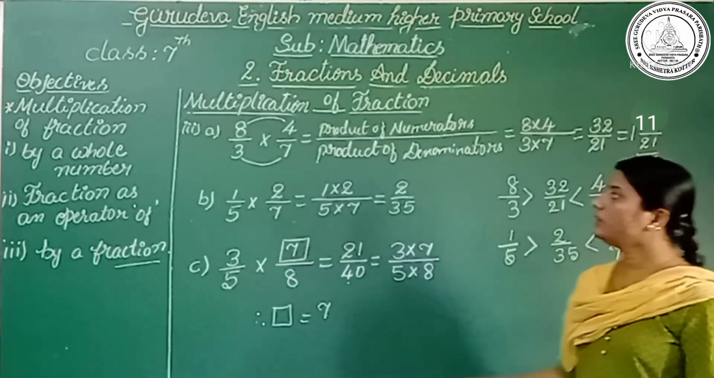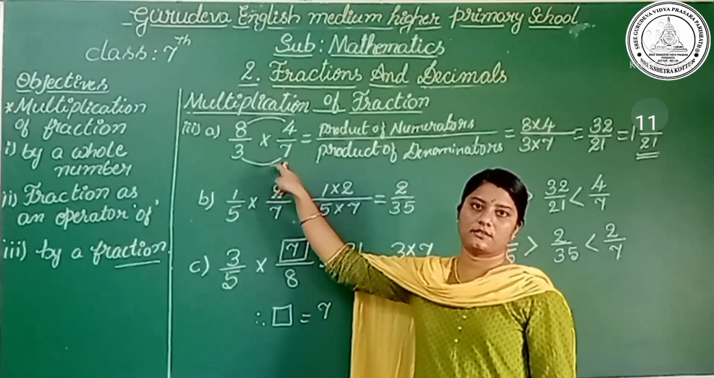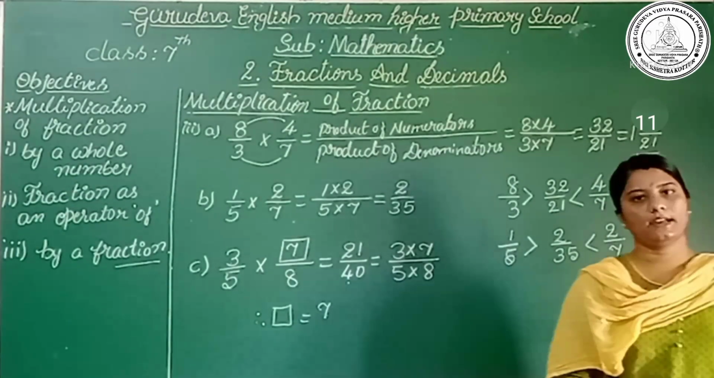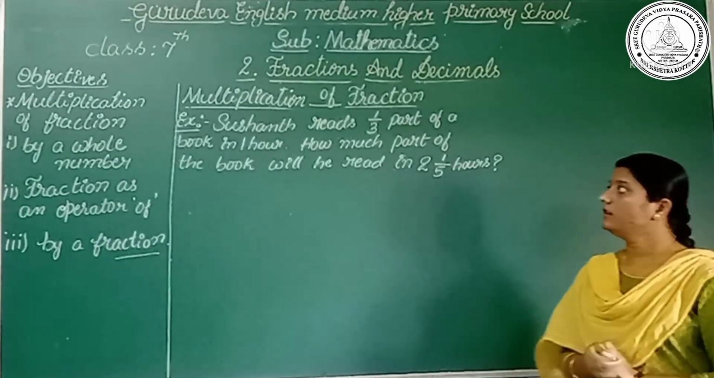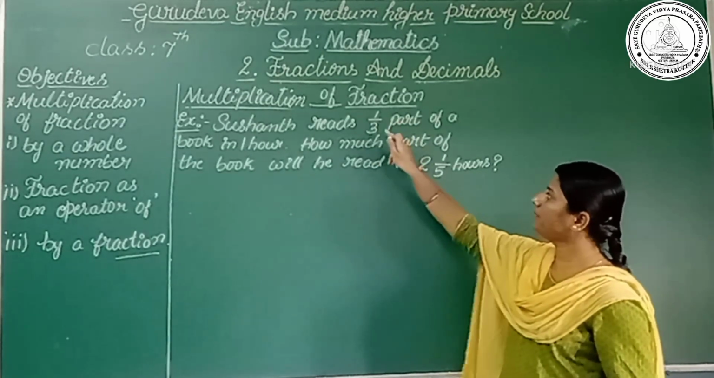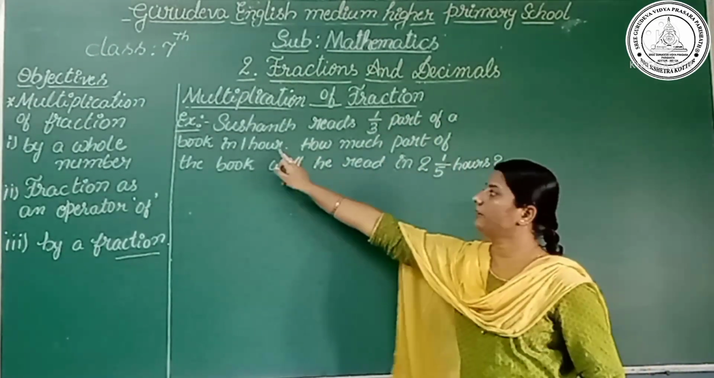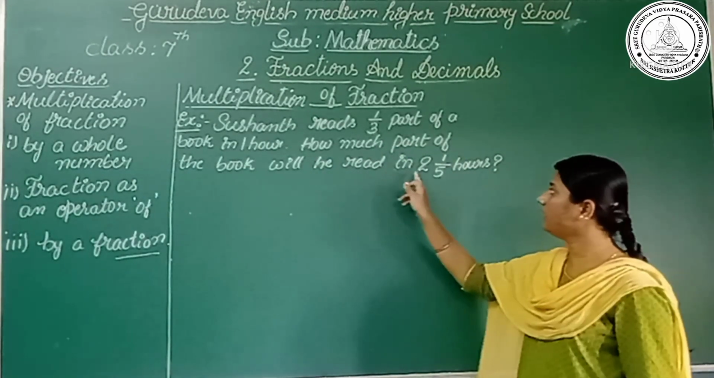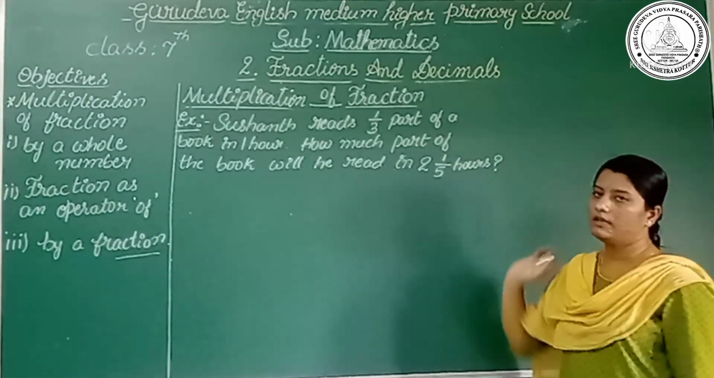Okay, is less than the two proper fractions. Is it clear? Yes. Let's see an example. Sushant reads 1 by 3 part of a book in 1 hour. How much part of the book will he read in 2 and 1 by 5 hours?